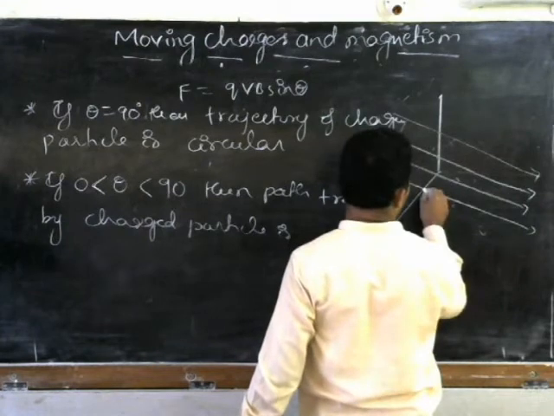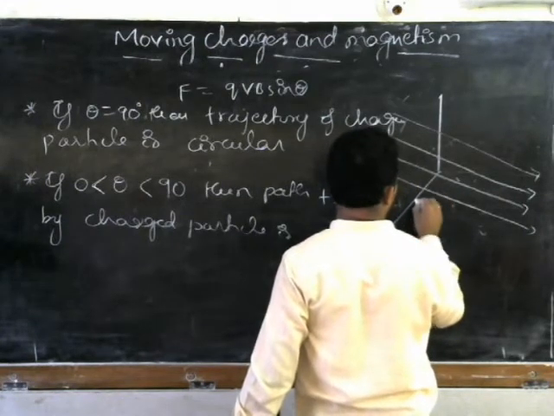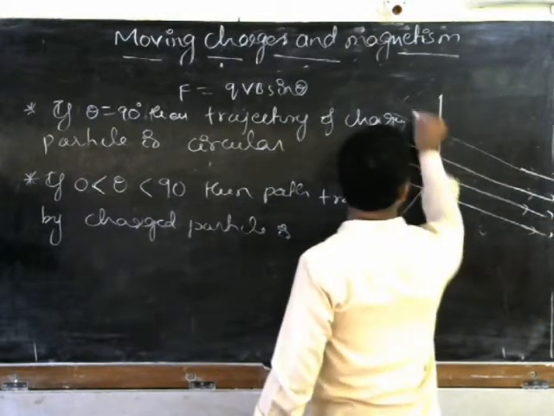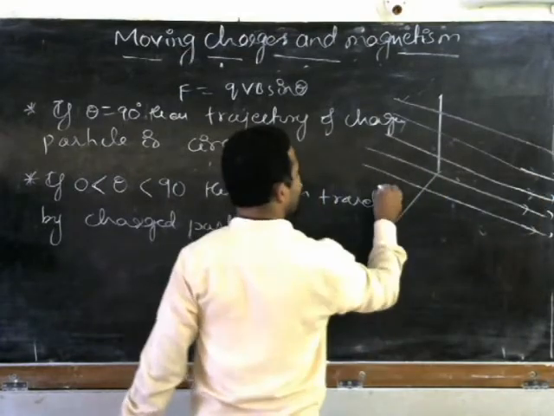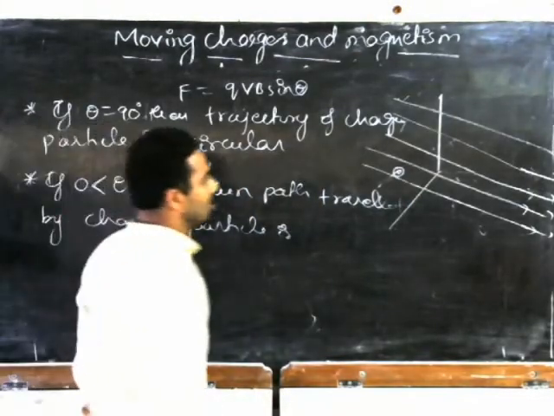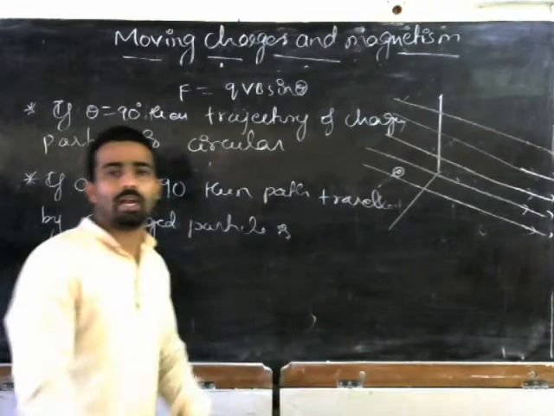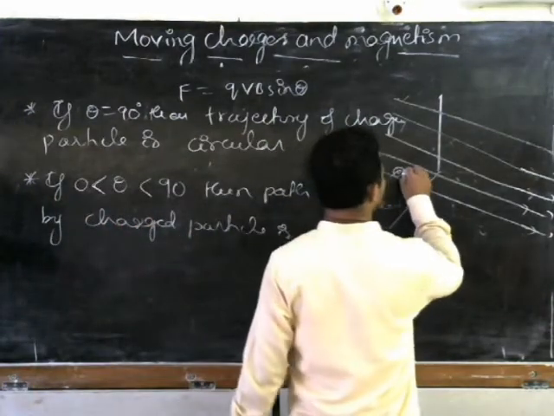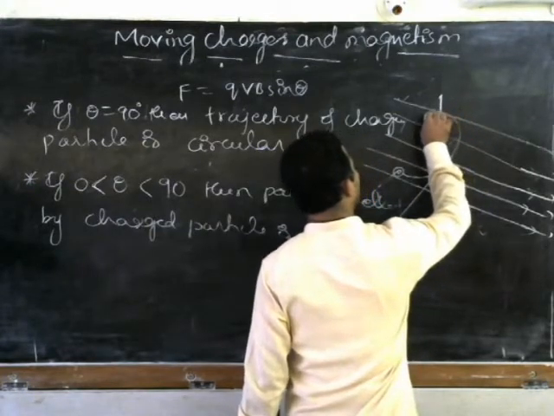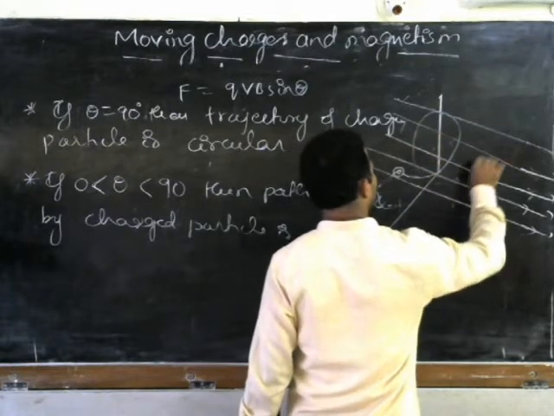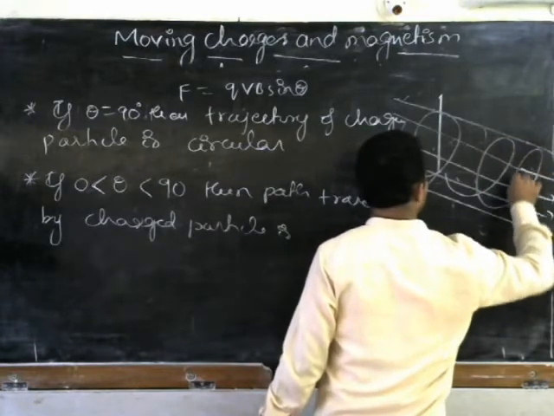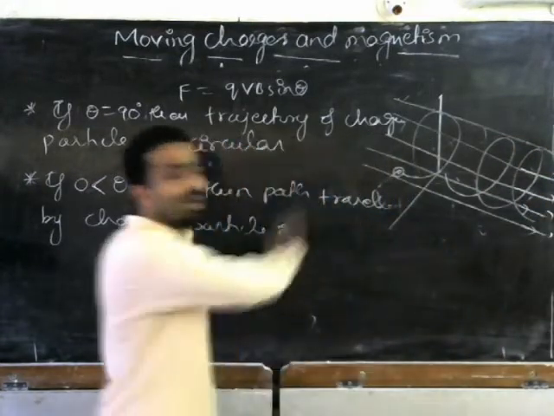So here a charge is entering this magnetic field, in the direction of the magnetic field. One charge is entering. Now, this charge is entering at an angle between 0 and 90 degrees. So it will experience a magnetic force so that it will move like this. Again, it will experience a force and move like this. Again, it will move like this. So this charged particle will follow that path.